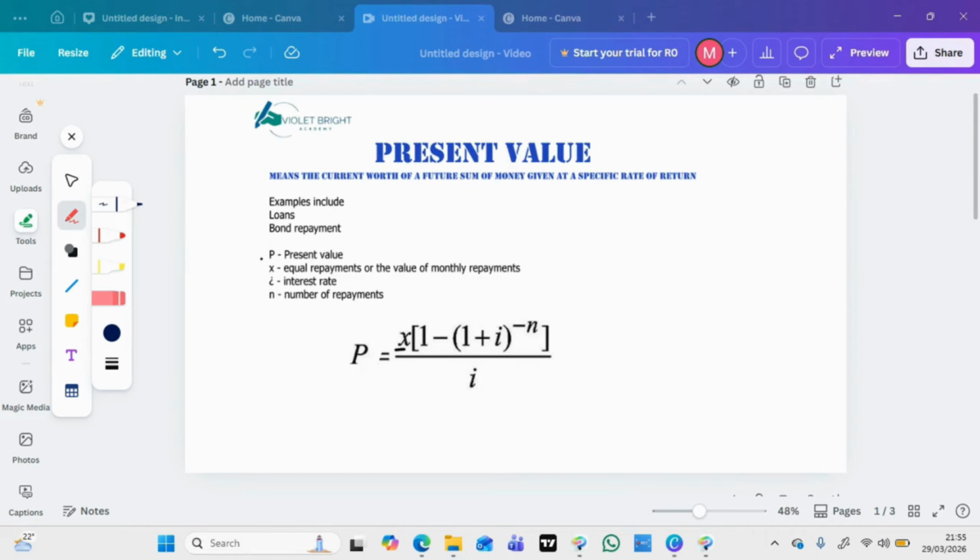One may want to differentiate between future value and present value. Remember one thing: in future value it's everything for the future, meanwhile in present value it's everything that we are dealing with now. For example, in future value, we will be dealing with investment plans, annuities, and sinking funds.